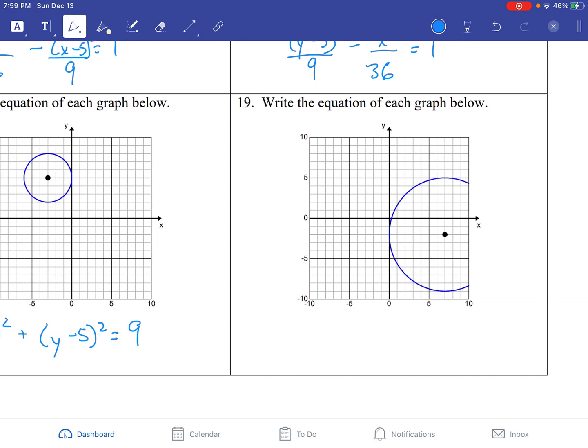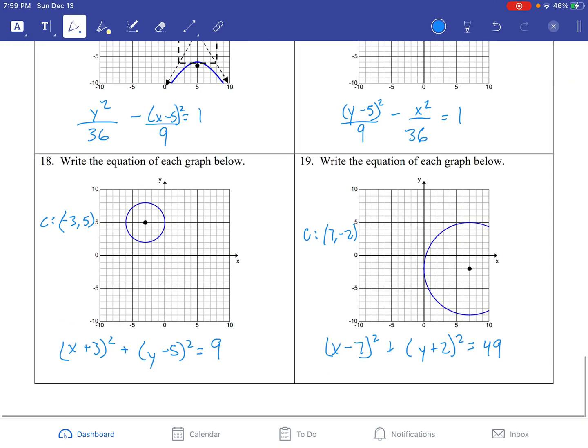And then last but not least, we have a center point of 7, -2. So we're going to have (x - 7) squared plus (y + 2) squared. And that's going to equal the distance for the radius. Looks like it's 7, so that's 49. And that is it. Good luck if you're trying to do number 7.